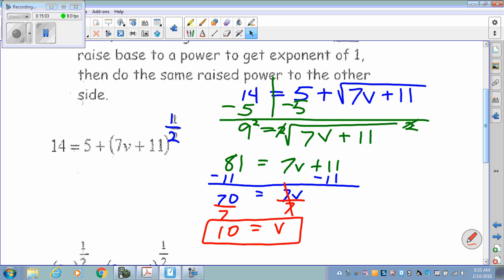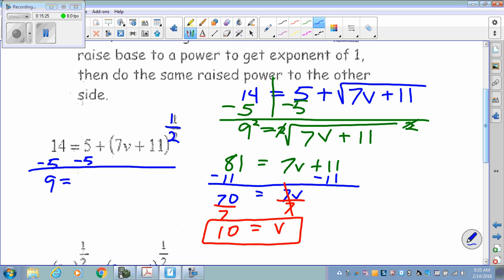Okay? Now, one thing you could do is if you have a rational exponent, you could always convert it to a radical. Right? I could also, instead, because I ended up squaring both sides, do this. I could say, okay, I'm going to subtract 5 from both sides, and I get 9 equals 7b plus 11 to the 1/2 power. Right? And that's the same thing as I did over here. Subtract 5. This is going to be the first step, no matter what.